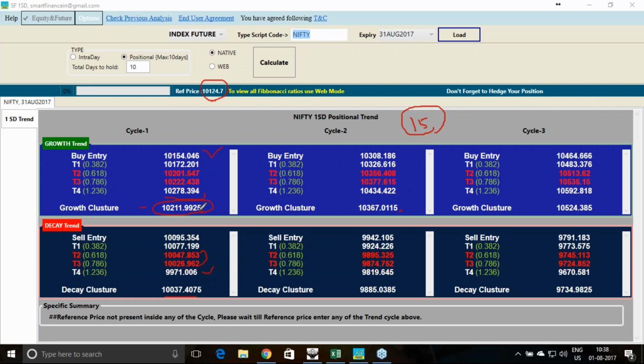So this is what it is telling us, and based on this particular view, we are going to form some strategies. Currently we are at the 10,125 level. So based on this view, we will be forming some option strategies, and it is a combination of net credit and net debit strategies.